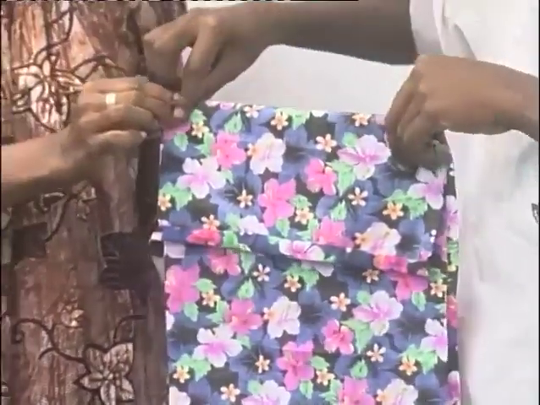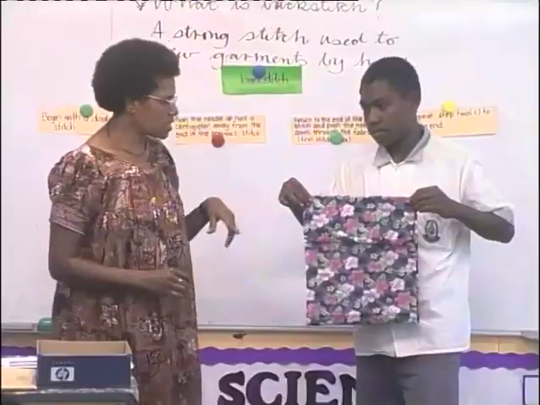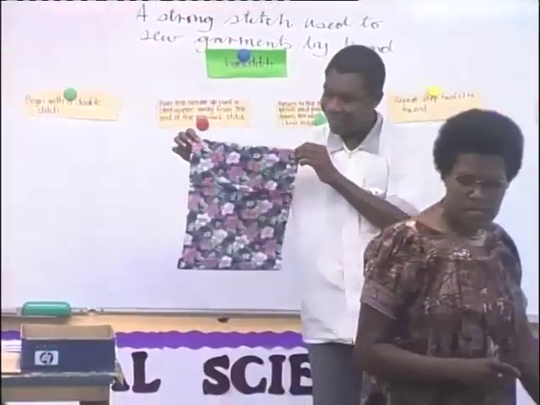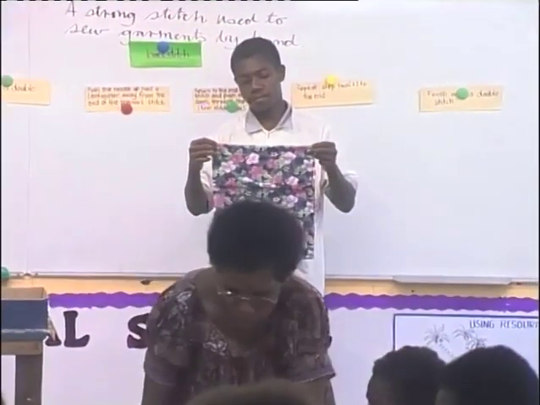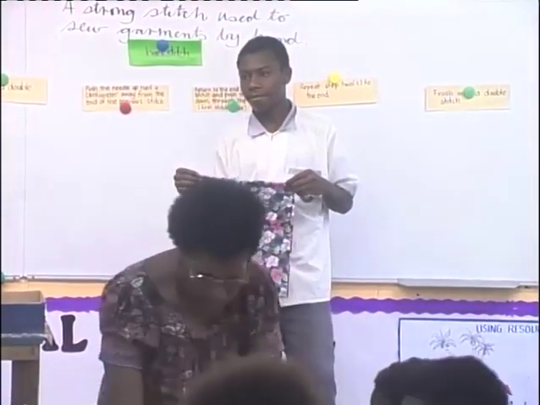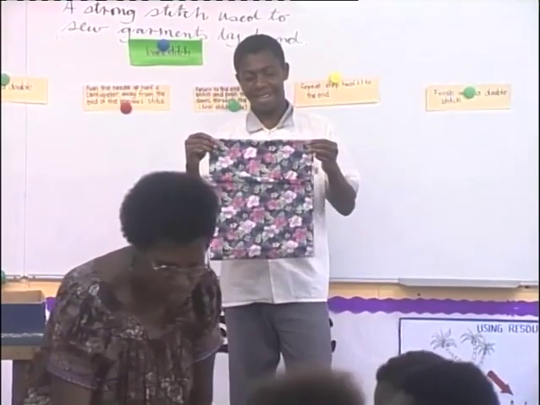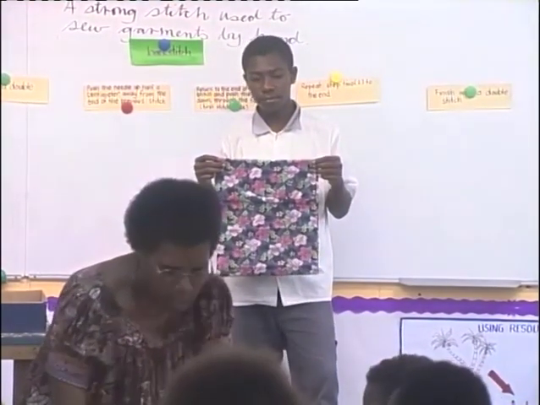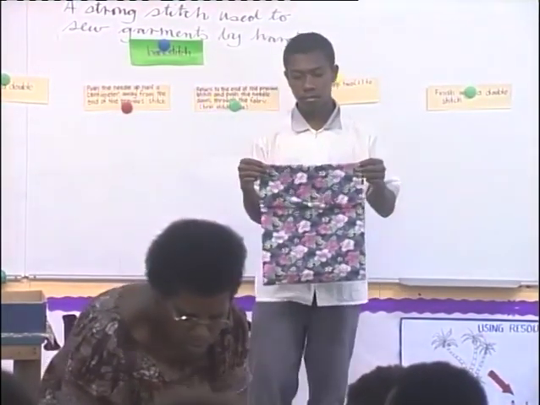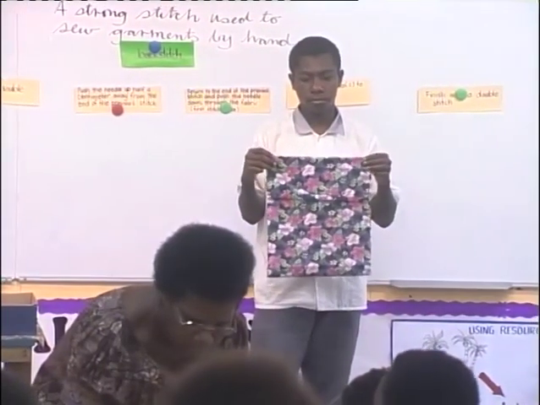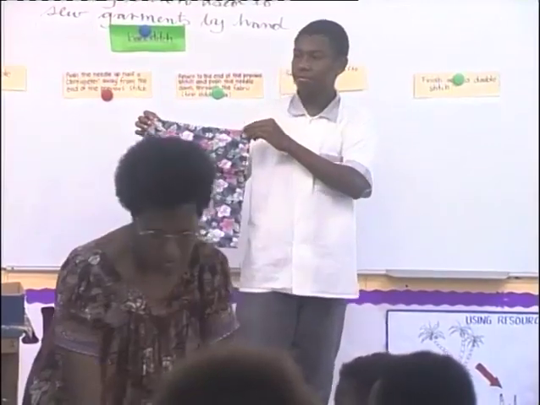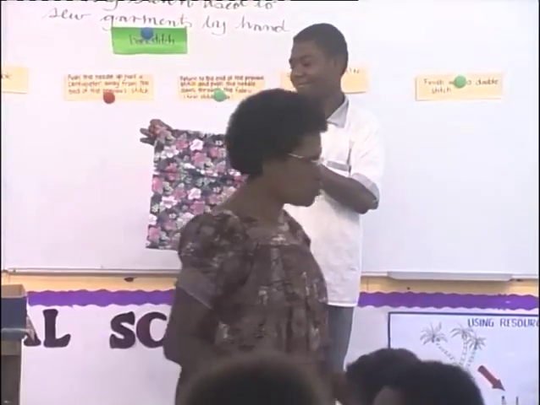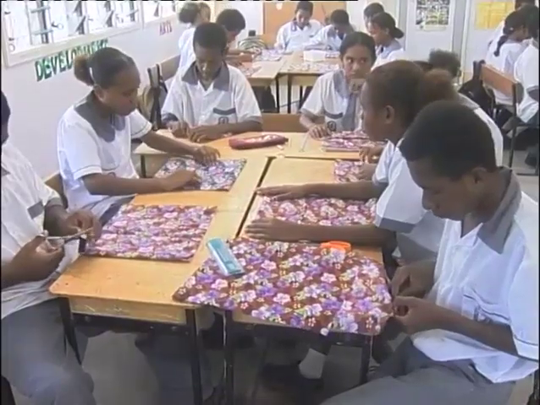Okay, you wait first before we go to the next step. Yes, over. It must come right over this. See where the top piece is, now the flap must go right over this here. Must go right over this here. Good.